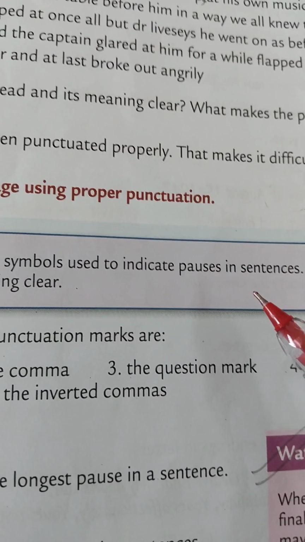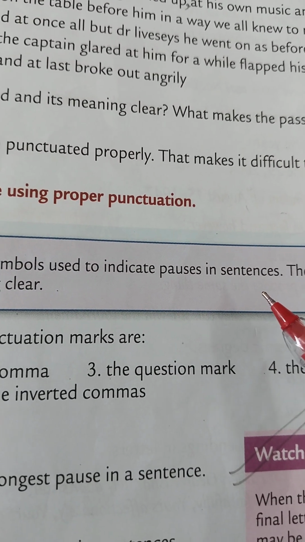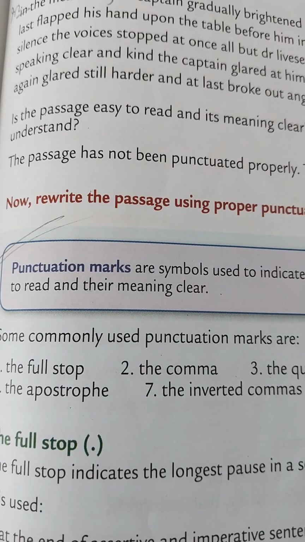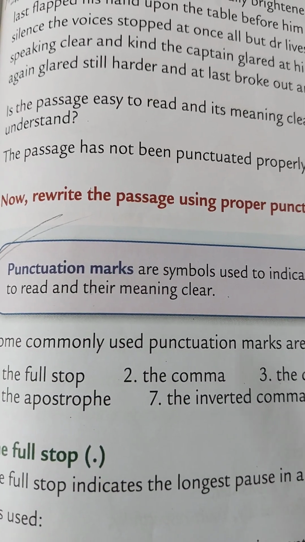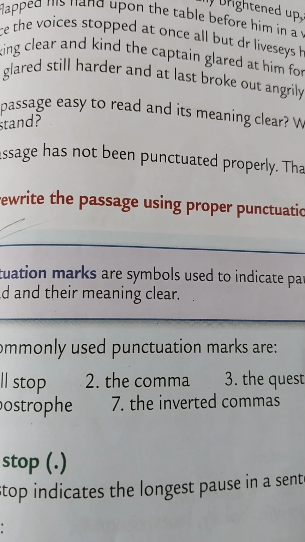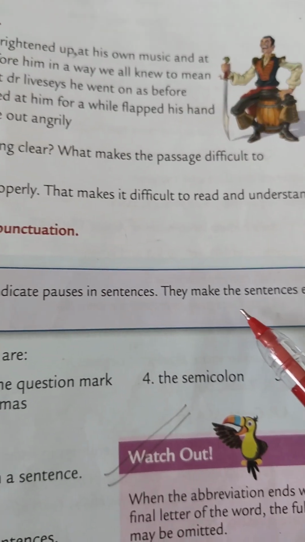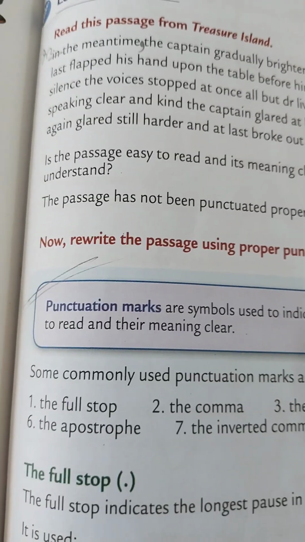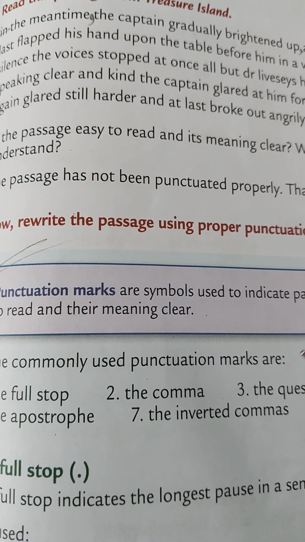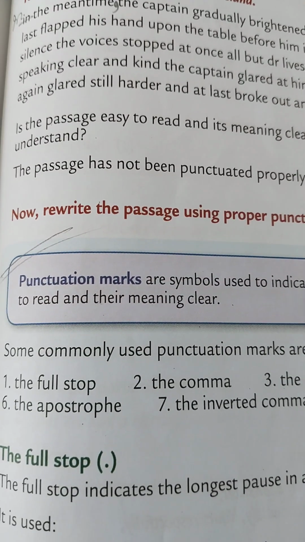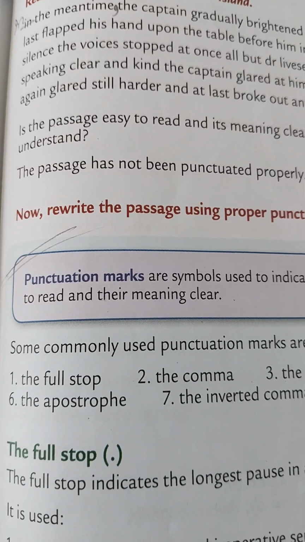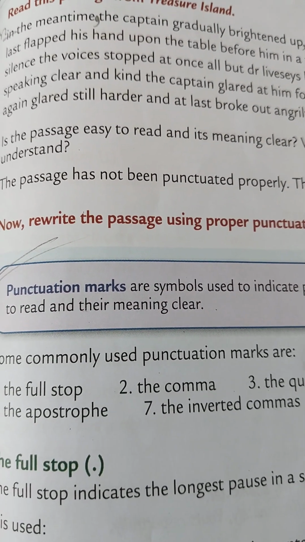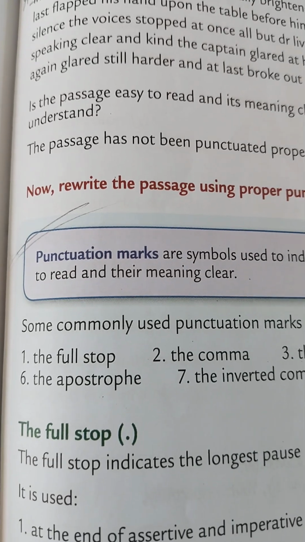Now children, why are they important? They are important because without them it will not be easy for us to read the sentences and understand their meaning. So we use punctuation marks, children, to make the sentences easy to read and to make their meaning clear. Okay? Without punctuation marks, children, we won't be able to understand the clear meaning of the sentence.